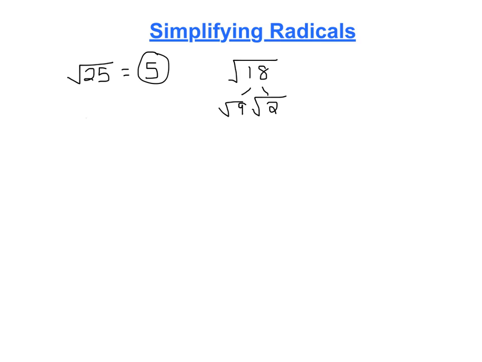And then you could say, well, the square root of 9 is just 3. Radical 2 doesn't simplify or break down anymore, so we're just going to bring that down. So our final answer would be 3 radical 2.